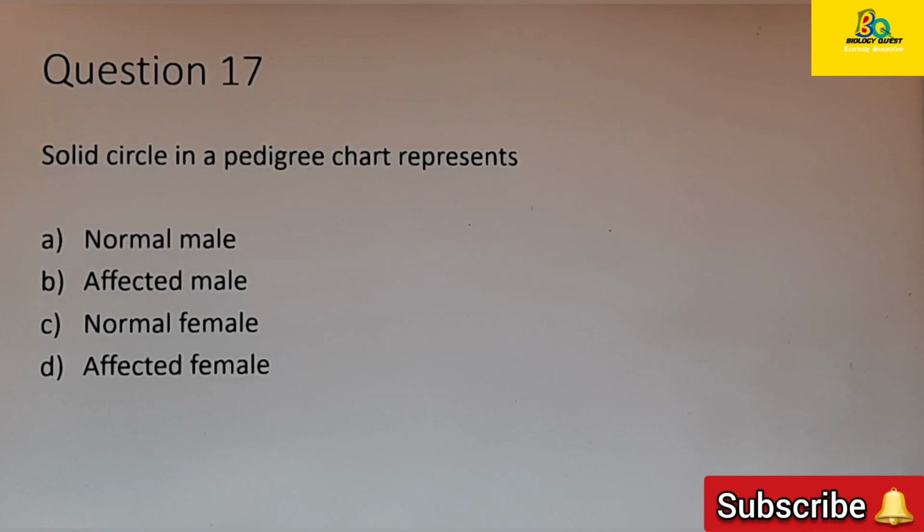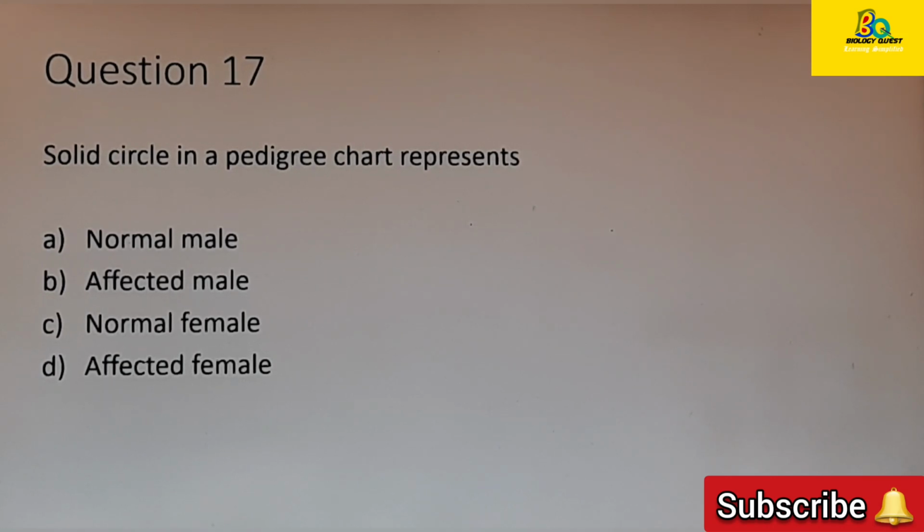Here the question is solid circle in a pedigree chart represents. Options are A normal male, B affected male, option C normal female and option D affected female. So what is the correct answer? A circle represents a female and a solid circle will be an affected female.